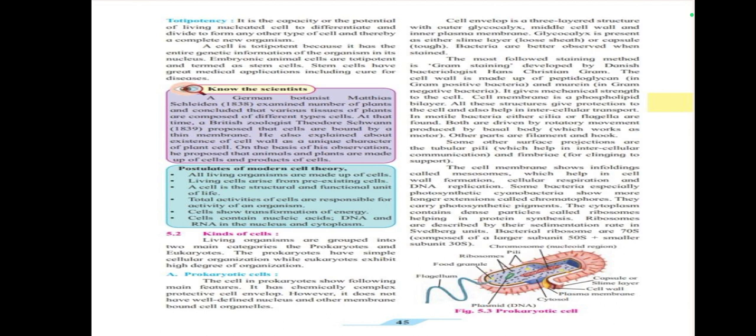Some bacteria, especially photosynthetic cyanobacteria, show longer extensions called chromatophores. They carry photosynthetic pigments. The cytoplasm contains dense particles called ribosomes, helping in protein synthesis. Ribosomes are described by their sedimentation rate in Svedberg unit. Bacterial ribosomes are 70 S, composed of larger subunit 50 S and smaller subunit 30 S. Figure 5.3, prokaryotic cell.